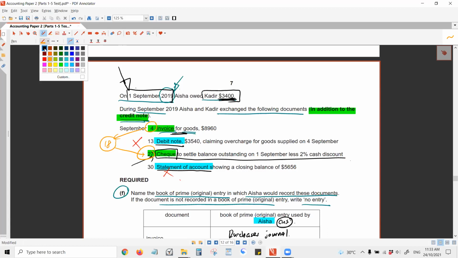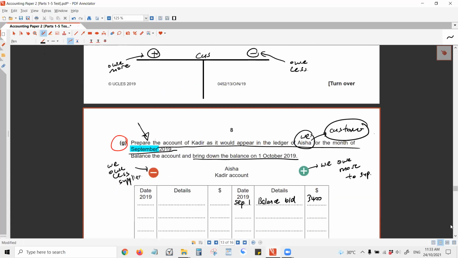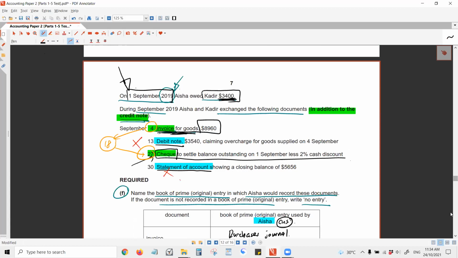Now record the 4th. Bought goods on credit 8,960. This means right here, purchases, because debit purchases, credit Car Deal. These are the basic double entries. So that's why you have an entry here. What is the date again? I've forgotten. The 4th, okay, 4th of September.